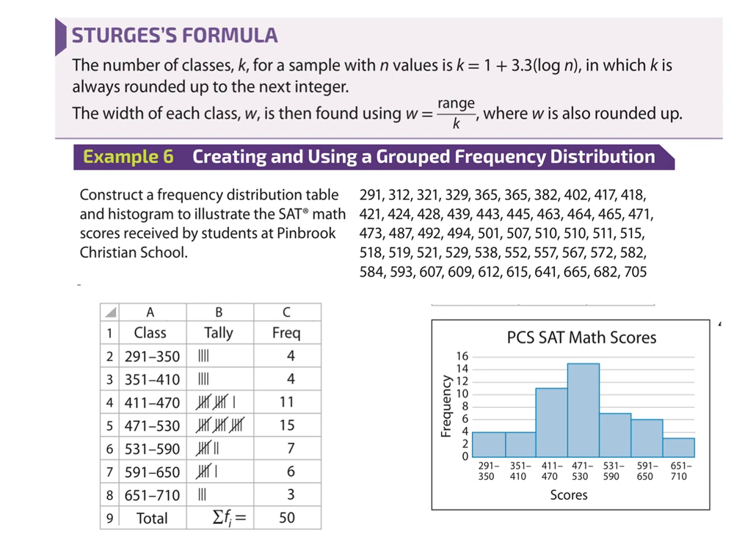You're always going to take that number and round up, all right, to the nearest whole number. So this is 6.6, you're going to use 7. And then you're going to take your range and divide by it, and it'll tell you what your intervals should be, right? And that's how they came up with these intervals.